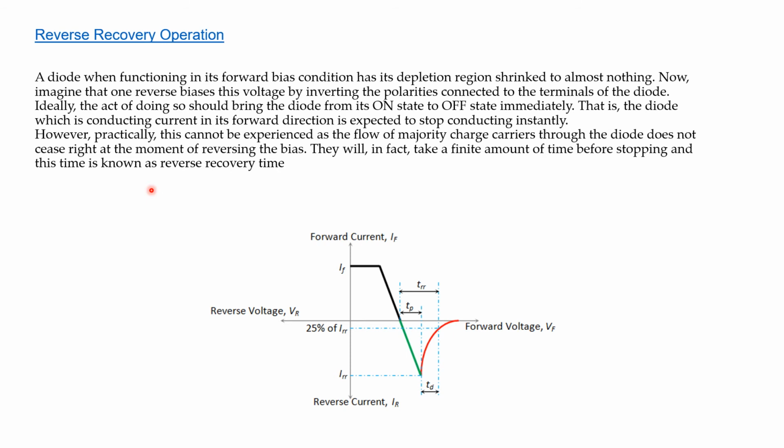Now one more very important topic is the reverse recovery operation. Basically, what happens is a diode is in forward conduction. Then its depletion layer shrinks, as I told you before. It's a very fine layer, it shrinks a lot, and current starts flowing from the anode to the cathode. Now imagine you change the polarity of the diode. What will happen? It is supposed to go to the off condition.